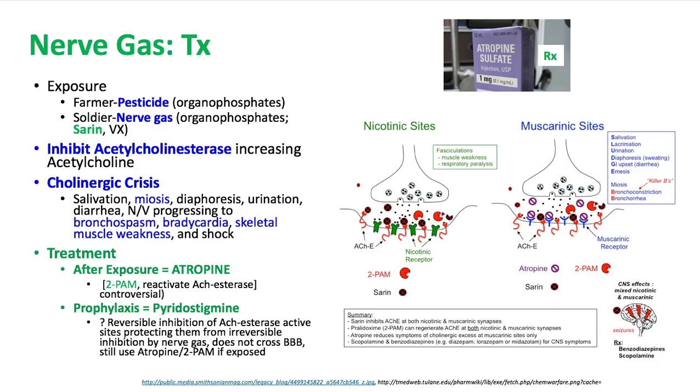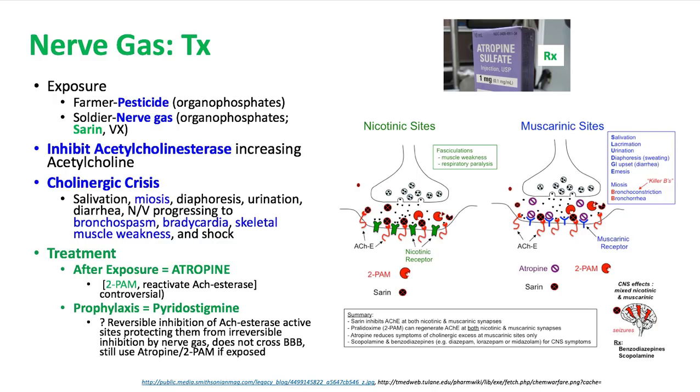So you can see why a patient exposed to sarin nerve gas would die from respiratory paralysis and bronchoconstriction and bradycardia. The treatment for this cholinergic crisis is, if they've been exposed, give them atropine. Atropine blocks acetylcholine effects. Another treatment is 2-pralidoxime, and that reactivates the acetylcholinesterase enzyme. However, this is controversial. Atropine is the classic treatment.